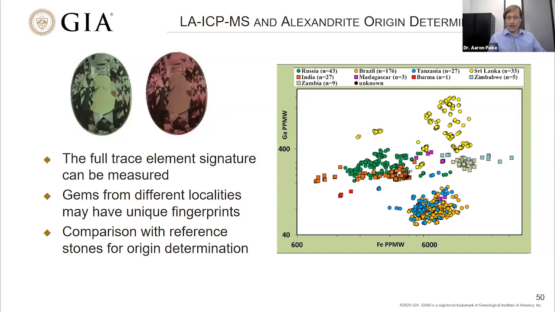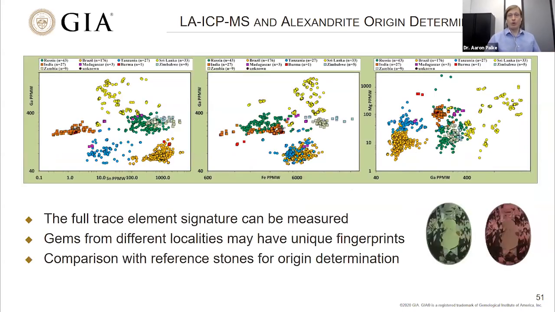Now you can see there's actually some overlap in a lot of these localities. For instance, Tanzania and Brazil, the blue and the orangey yellow spots, overlap quite a lot in this plot. Similarly, the Russian and the Indian stones, the green and the dark orange stones, have quite a bit of overlap as well. So we wouldn't stop at just looking at these two elements at one time. We would look at the entire trace element profile of an alexandrite all at once in order to make these origin calls more efficiently and more accurately.